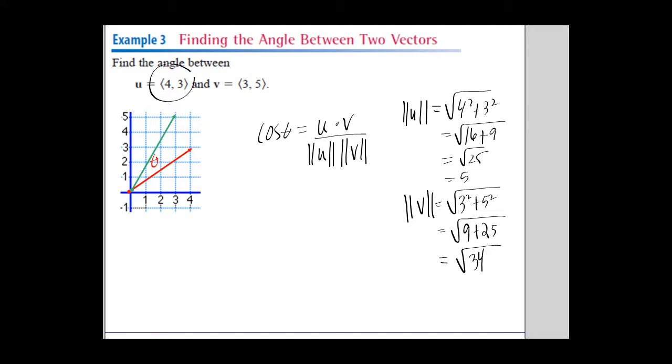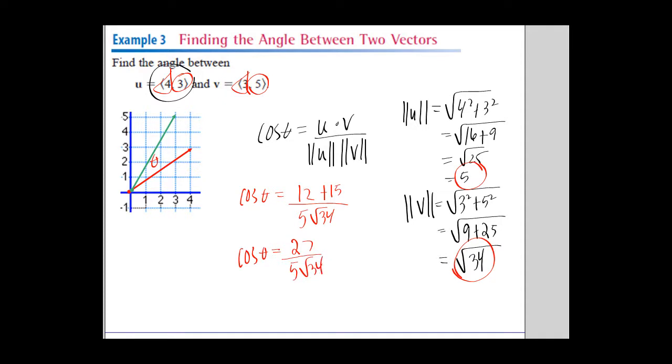So plugging in some values, we've got cosine of theta is equal to the dot product. Multiply the horizontal components, 12. Multiply the vertical components, 3 times 5 is 15. Add those together, divided by the product of these two magnitudes, so 5 times root 34. Cleaning this up a little bit, we've got 27 over 5 root 34.